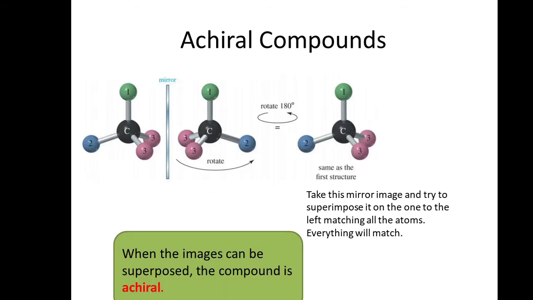What about this? Here carbon is connected to 4 atoms, but 2 are the same, 3 are the same. This mirror image is this one, but these are not superimposable on each other. But when we rotate this image by 180 degrees, we will get exactly the same structure as the first one. These two are superimposable on each other. So this molecule can be considered an achiral compound.